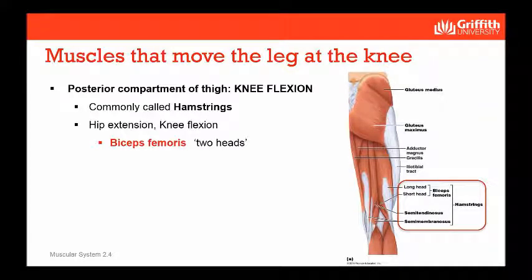Biceps femoris is the most lateral muscle of the group and arises from 2 heads. One originates on the ischial tuberosity and one originates on the linea aspera of the femur. Biceps femoris inserts via tendon into the head of the fibula and the lateral condyle of the tibia.